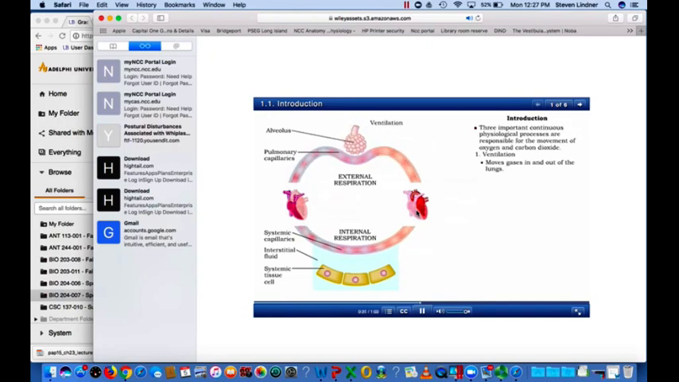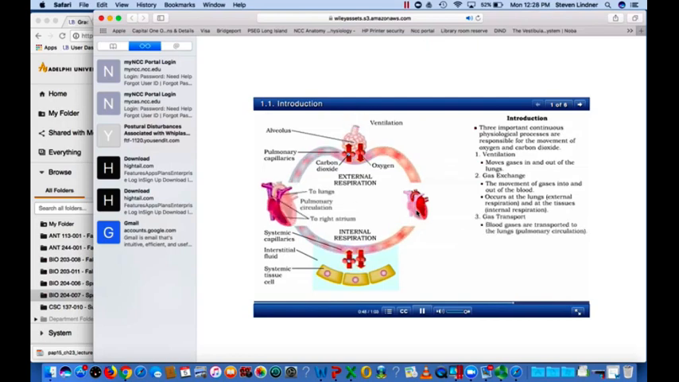Ventilation moves gases in and out of the lungs. Gas exchange is the movement of gases into and out of the blood. Gas exchange occurs at the lungs and is called external respiration, and at the tissues, which is called internal respiration. Blood gases are transported throughout the body via the bloodstream. The pulmonary circulation transports the blood gases to the lungs, while the systemic circulation carries them to the organs and tissues throughout the body.